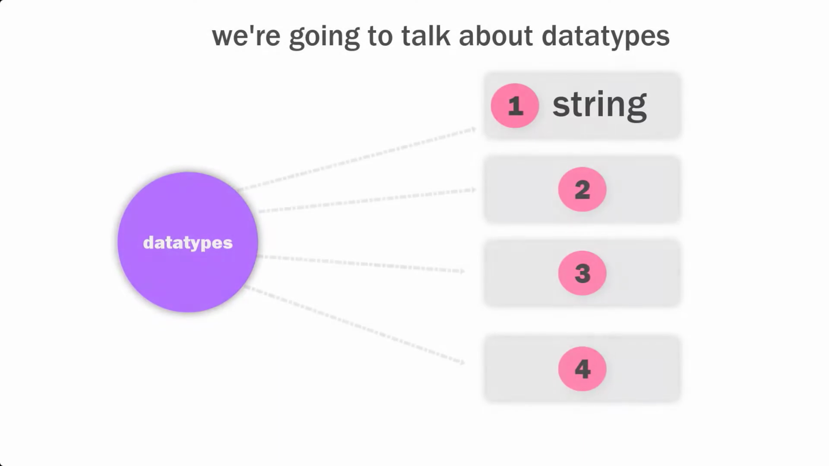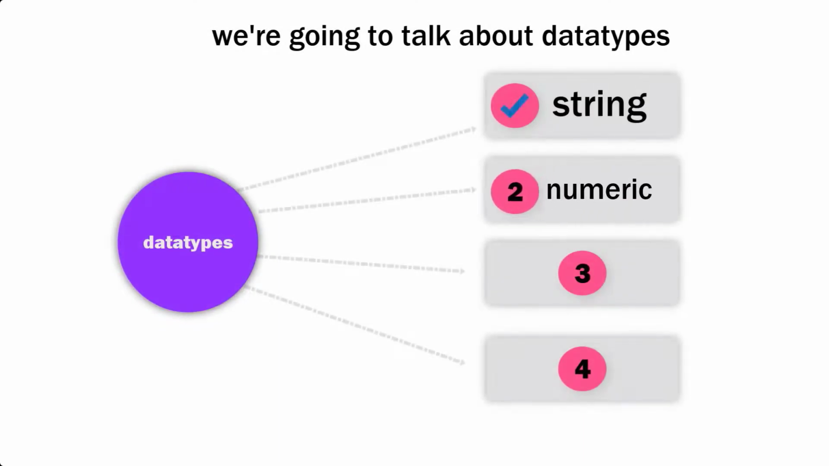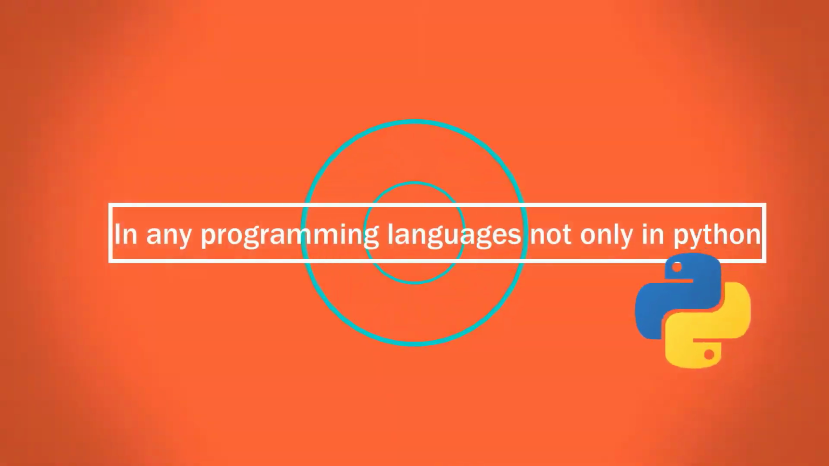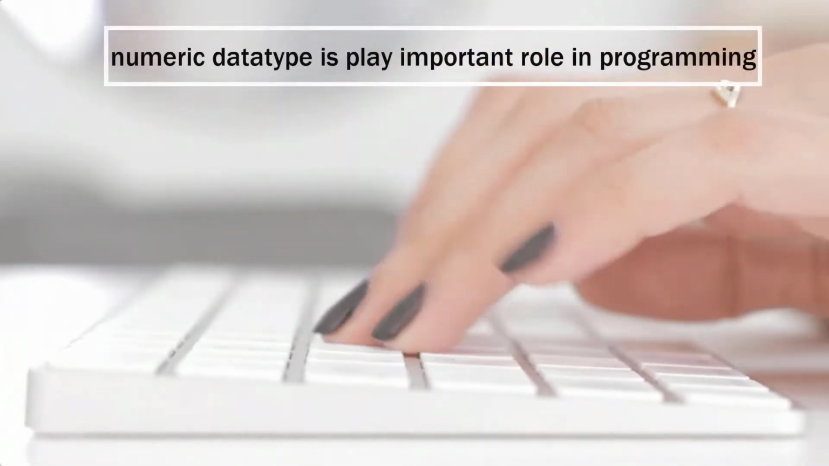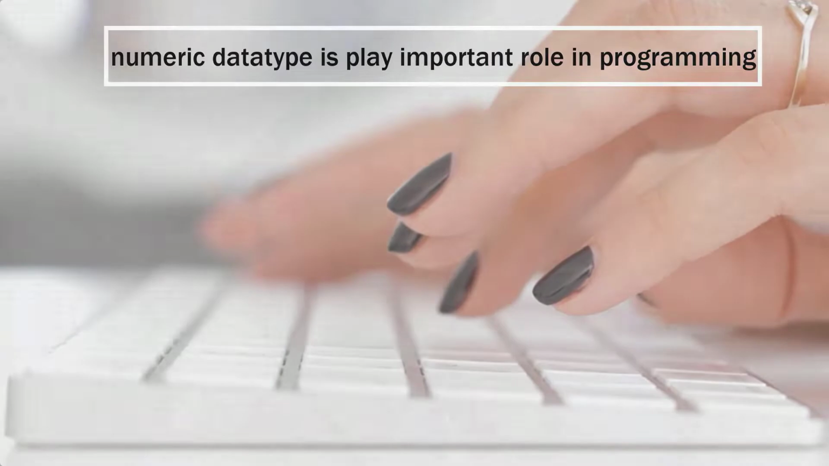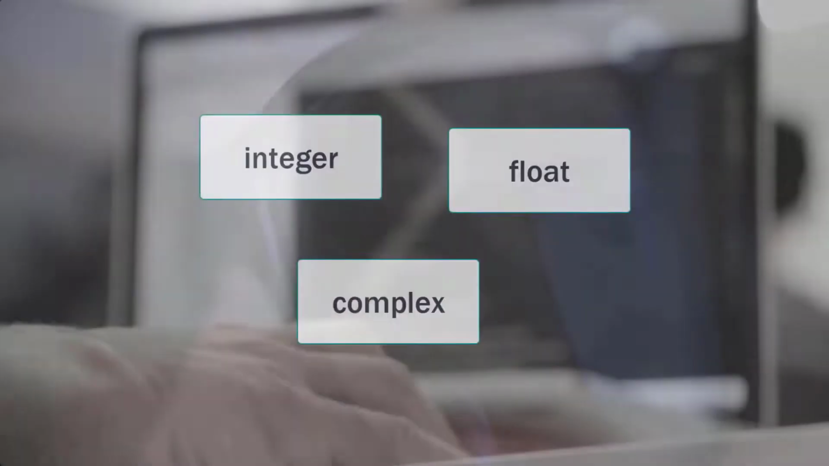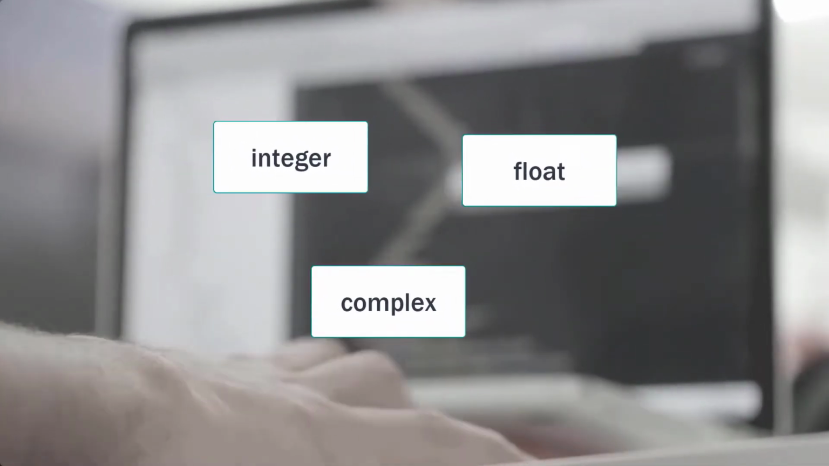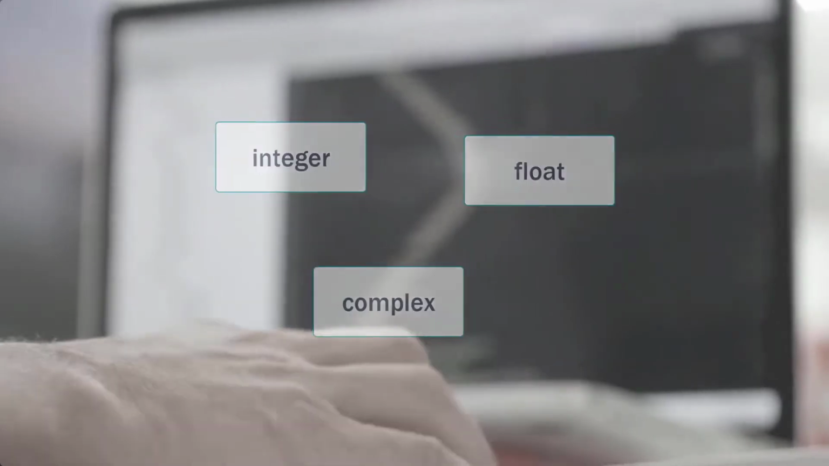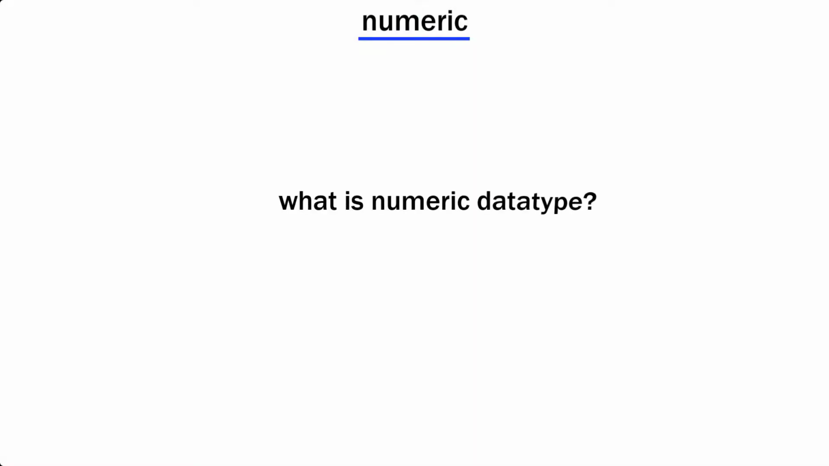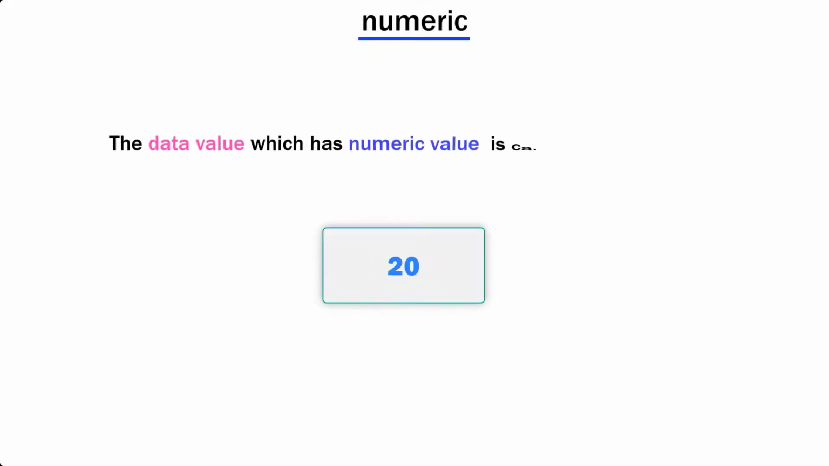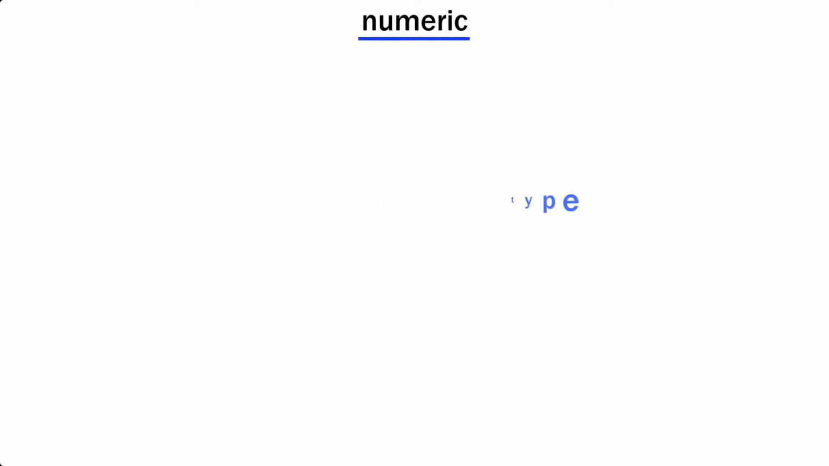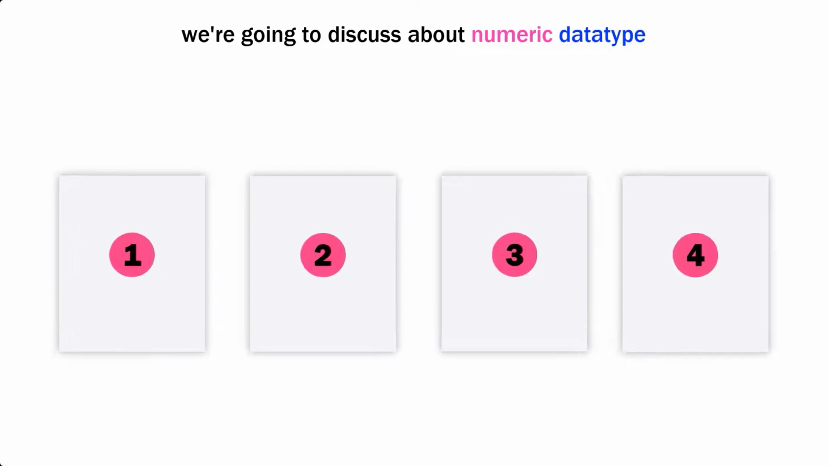Now the second data type is the numeric data type. In any programming language, not only in Python, the numeric data type plays an important role in programming. Generally, we have three main numeric data types. In Python also we use these numeric data types. Now what is a numeric data type? The data value which has a numeric value is called a numeric data type. And in this data type we have three types of numerics.